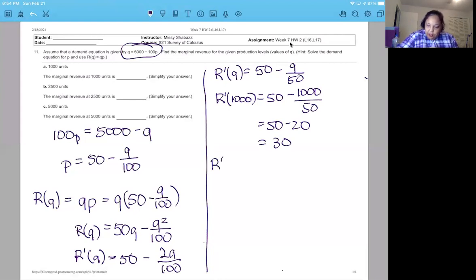They want us to do the same thing for 2,500, and I'm going to let you do the last one yourself. So 50 minus 2,500 over 50. So I believe I'm going to get 50 minus 50, which is 0.